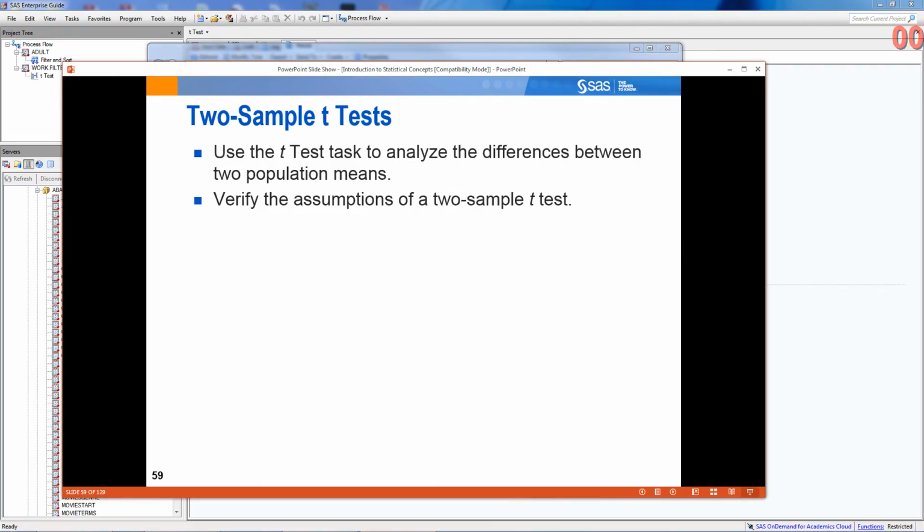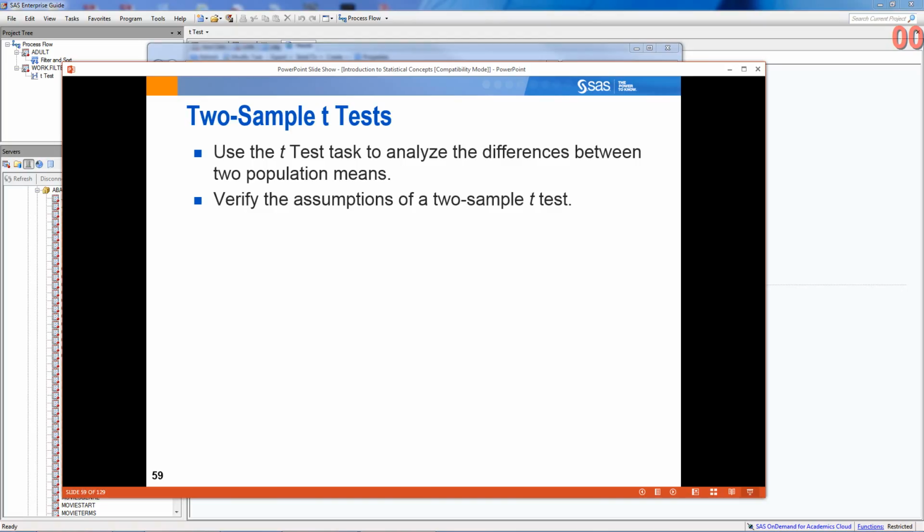Let's take a look at another application of t-tests. T-tests are used to compare means of two samples. So what we'll do is we have data on a particular quantitative variable, but we have it for two separate samples.